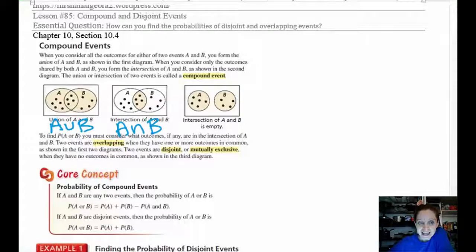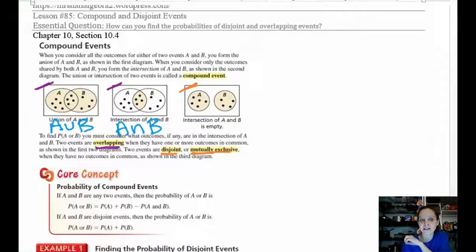To find the probability of A or B, you must consider what outcomes, if any, are in the intersection of A and B. Two events are overlapping when they have one or more outcomes in common, as shown in the first two diagrams. So these first two diagrams are overlapping. And two events are disjoint or mutually exclusive when they have no outcomes in common, as shown in the third diagram. Disjoint, mutually exclusive is this third event.